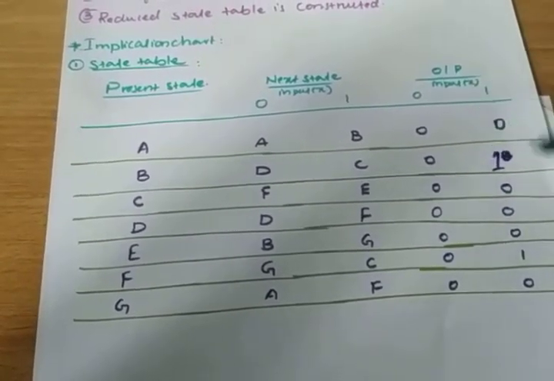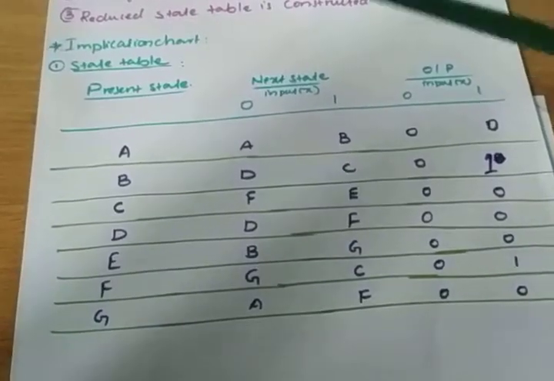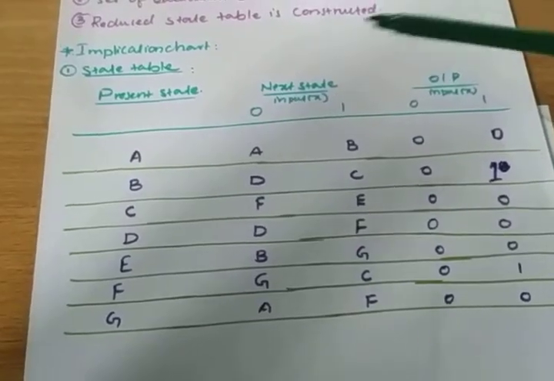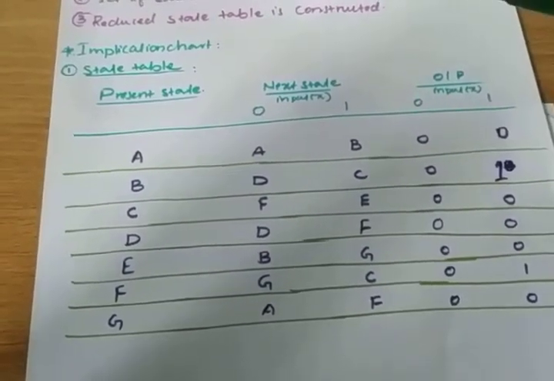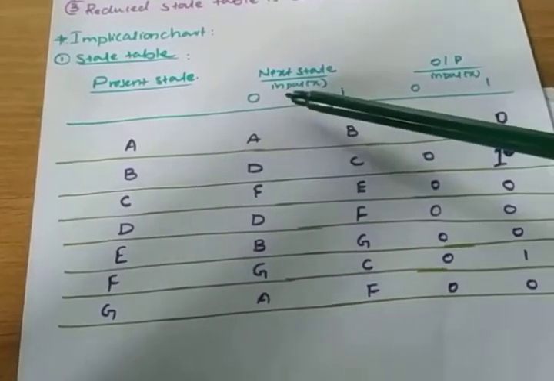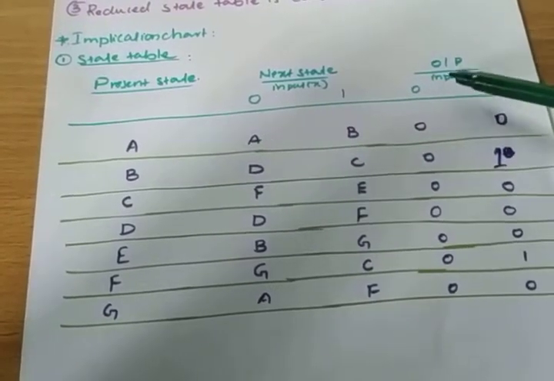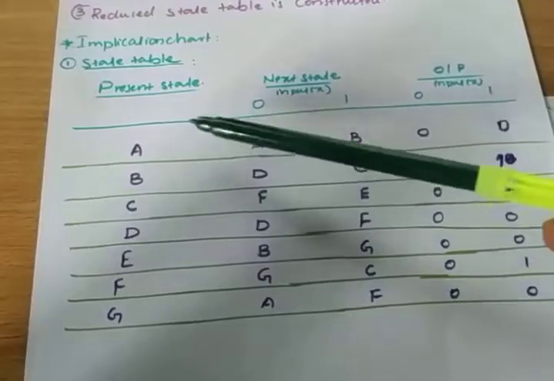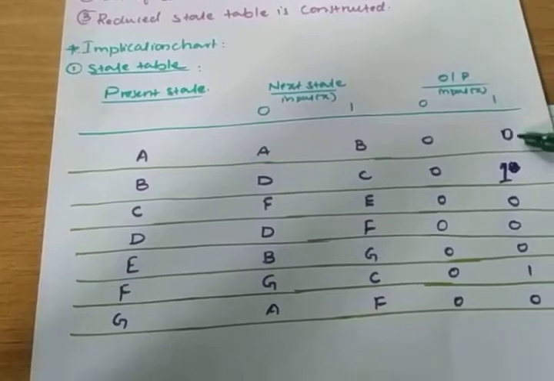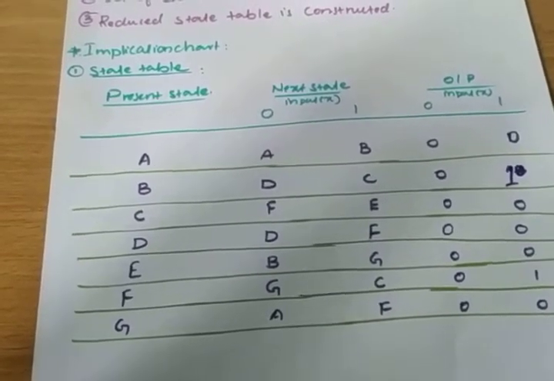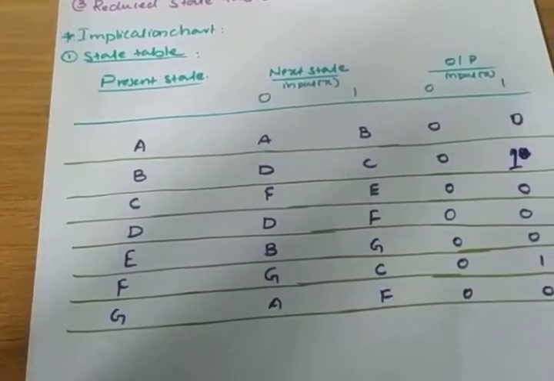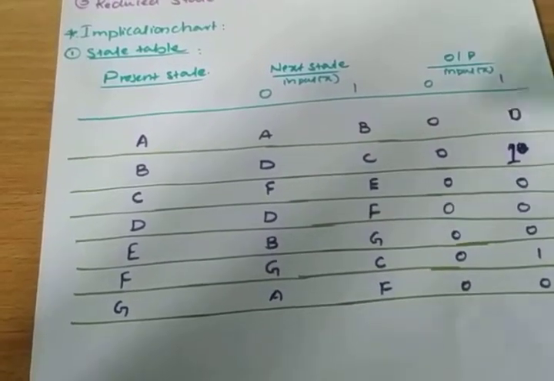First, we are given the state table. You know what a state table is. It has the present state, the next state, and the output for different inputs. Look here: for present state A, for 0 input, the next state is A and the output is 0. For present state A, for 1 input, the next state is B and the output is 0. So this is the representation of a state table.